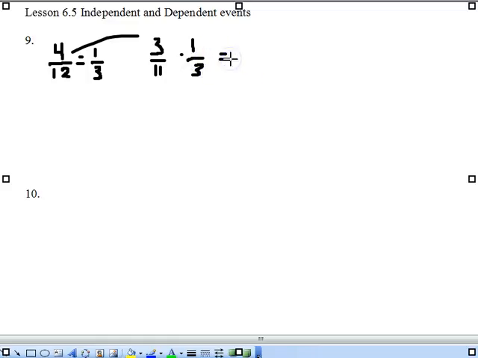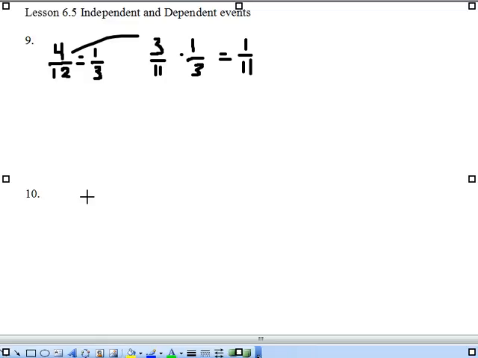And when you multiply these two, you get 1 over 11 as our probability of picking two red marbles in a row without replacement. Okay, this is a dependent event, and this is our probability of choosing 2 red marbles without replacing when we choose 2 times. That's 1 over 11. Now, number 10 is going to talk about an independent event.